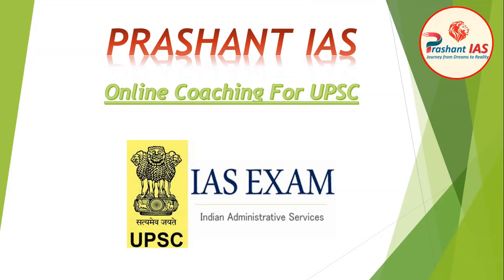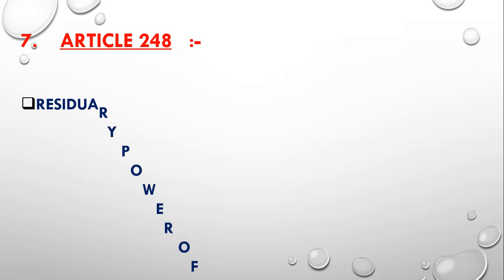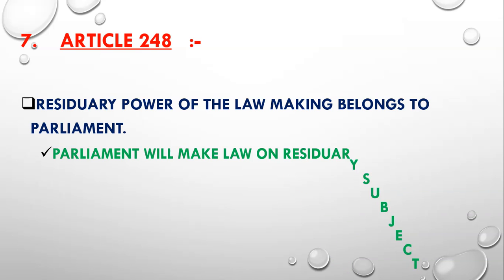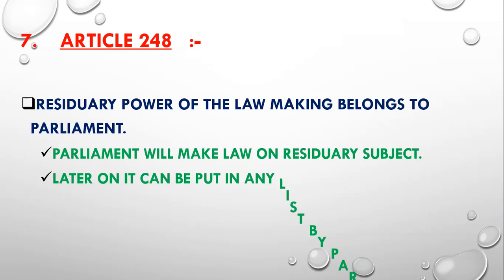So friends, in the last class, we discussed some of the unitary features of the Indian Constitution. And in this class, we will continue our discussion further. We have already discussed 6 unitary features of the Indian Constitution, and in this class, we will continue with the 7th unitary feature of the Indian Constitution.